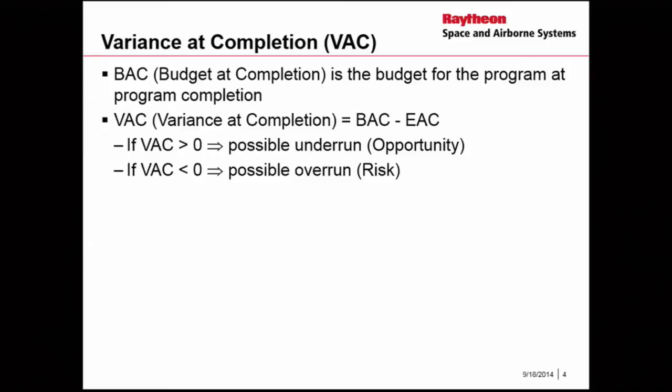Once we get our EAC, we actually compare that to a budget at completion. We have some budget at completion that we need to meet. So when we compare it to that, we can calculate a variance at completion, which is just our budget minus our estimate at completion. If that number is positive, then we have a possible underrun. We have an opportunity. So we're going to give back maybe some money or spend it somewhere else. If our variance at completion is negative, then we have a possible overrun or risk.